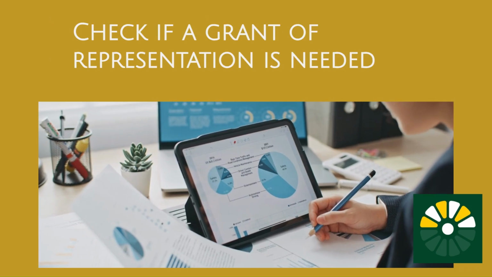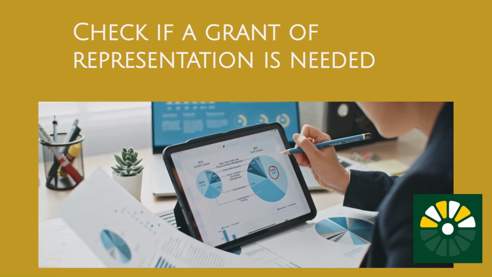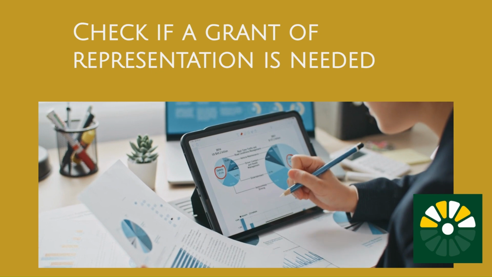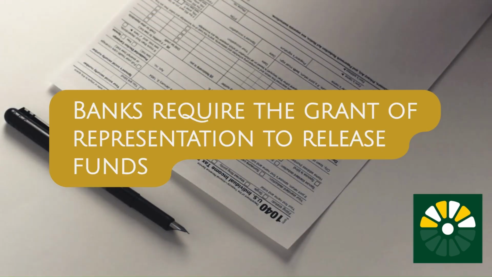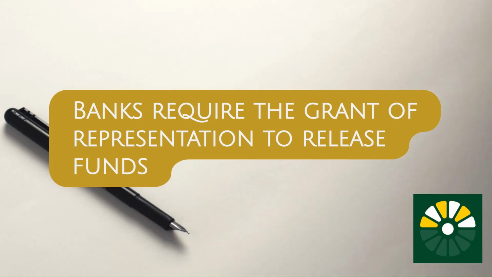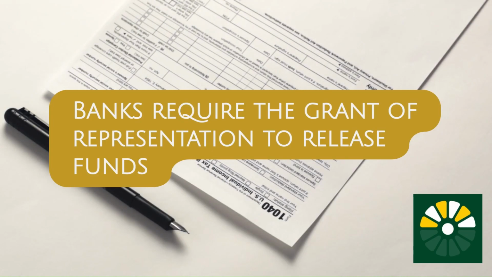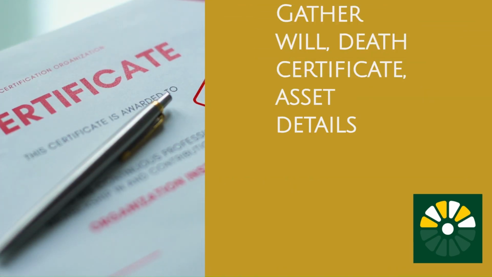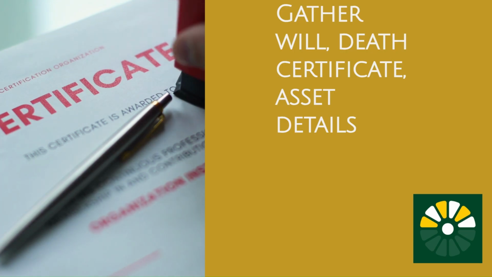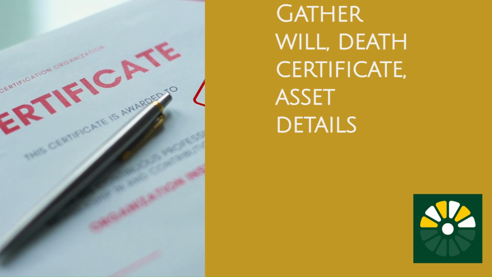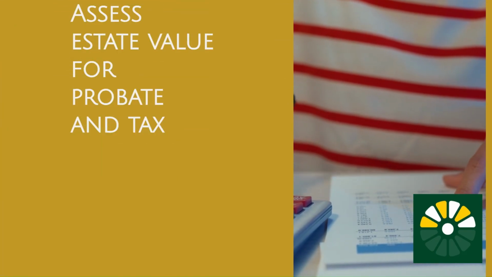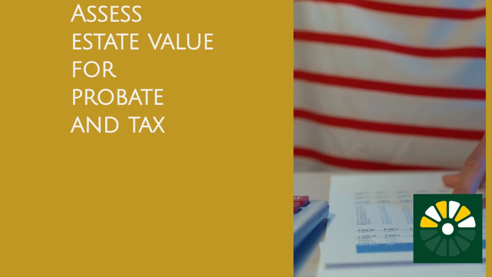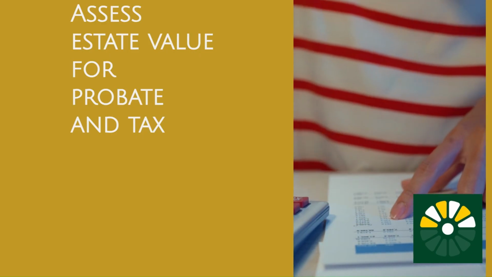First, check if you need a grant of representation. If the estate's value is low or jointly owned assets pass directly to a co-owner, a grant of representation may not be necessary. However, most banks and organizations require it to release funds and property. If a grant of representation is needed, gather essential documents: the original will, the death certificate, and details of all assets, debts, and liabilities. Assessing the full value of the estate is crucial not only for the probate application, but also for calculating any inheritance tax due.